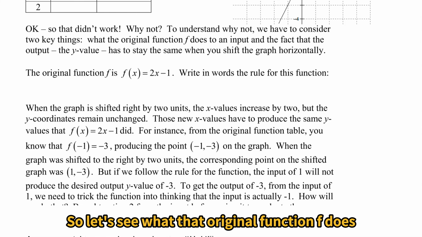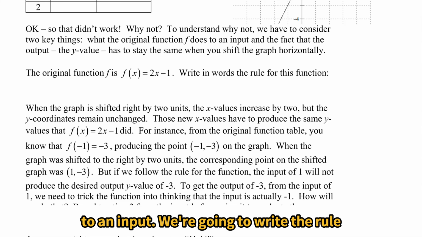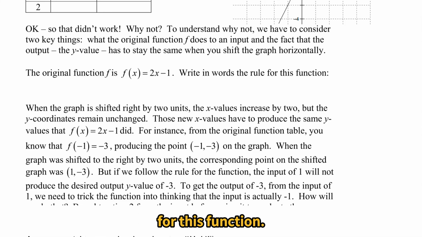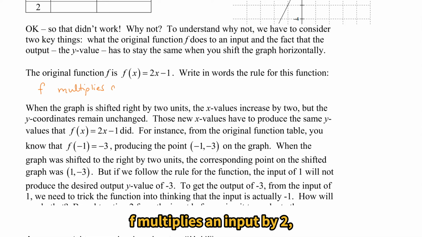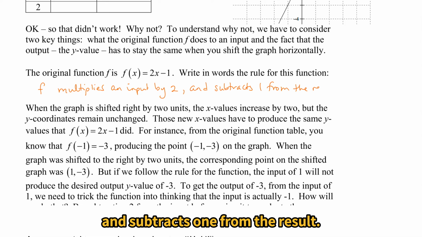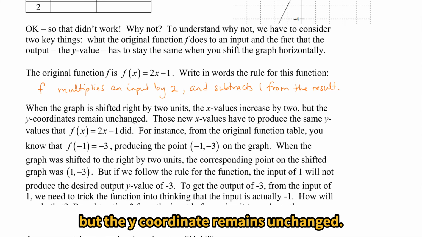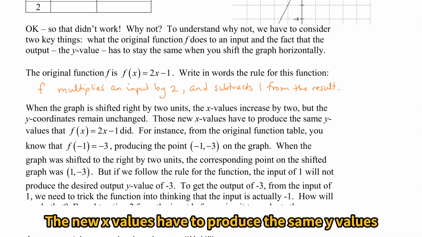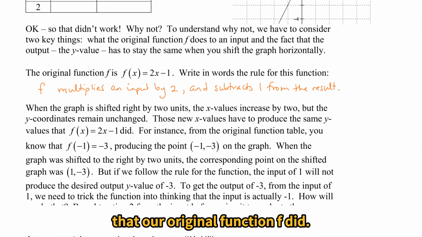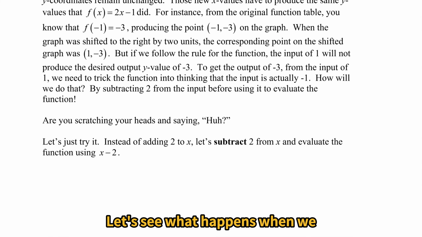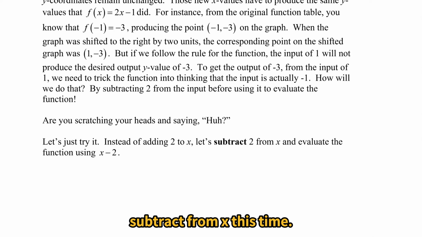So let's see what that original function f does to an input. We're going to write the rule for this function. f of x takes an input, multiplies it by 2, and subtracts 1 from the result. When we shift right by 2 units, the x value increases by 2, but the y coordinate remains unchanged. The new x values have to produce the same y values that our original function f did. Let's see what happens when we subtract from x this time.